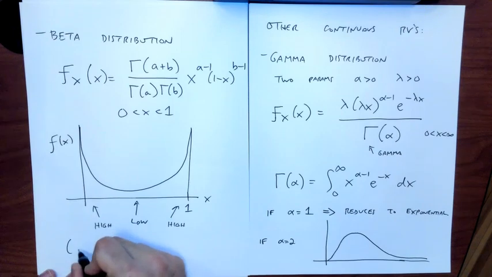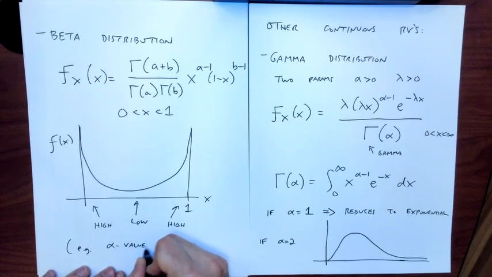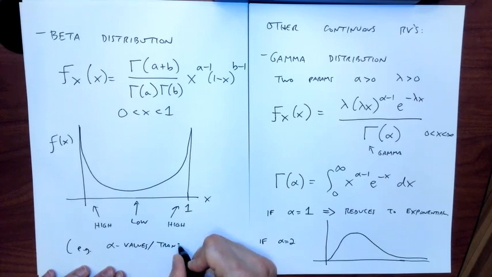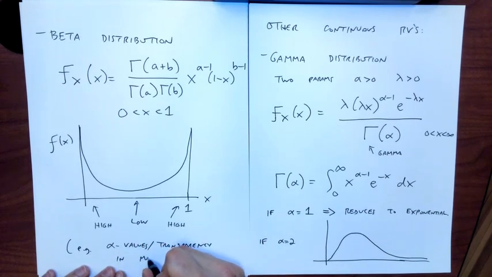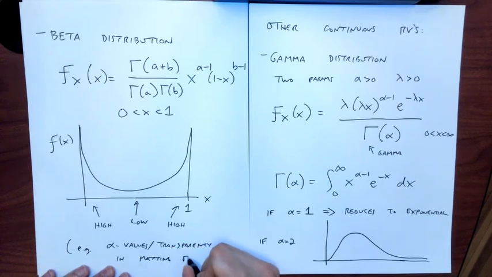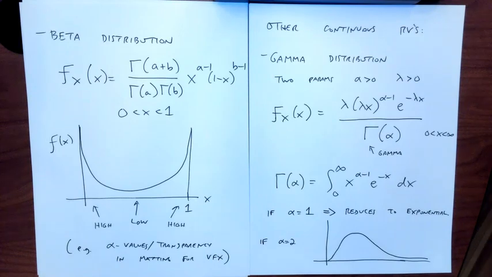Let me just say, e.g., alpha values or transparencies in matting for VFX. If you really care about this, you can look at my other YouTube lecture on matting. Question? That's the PDF, yeah.